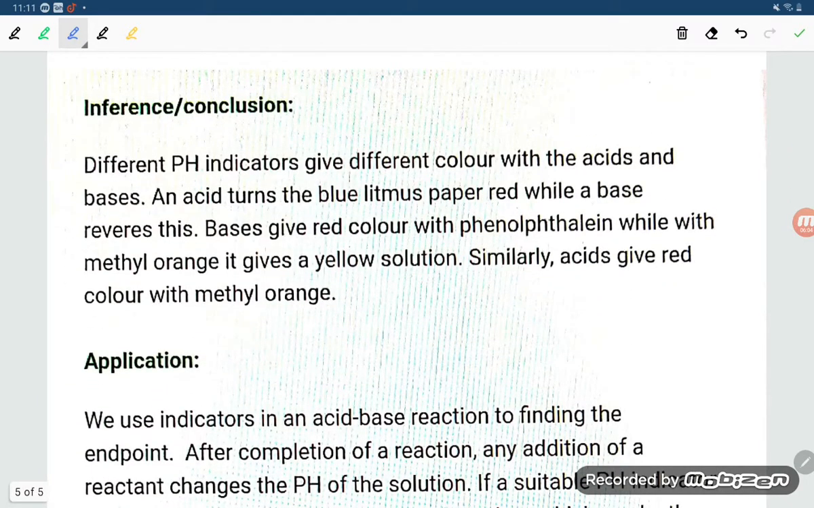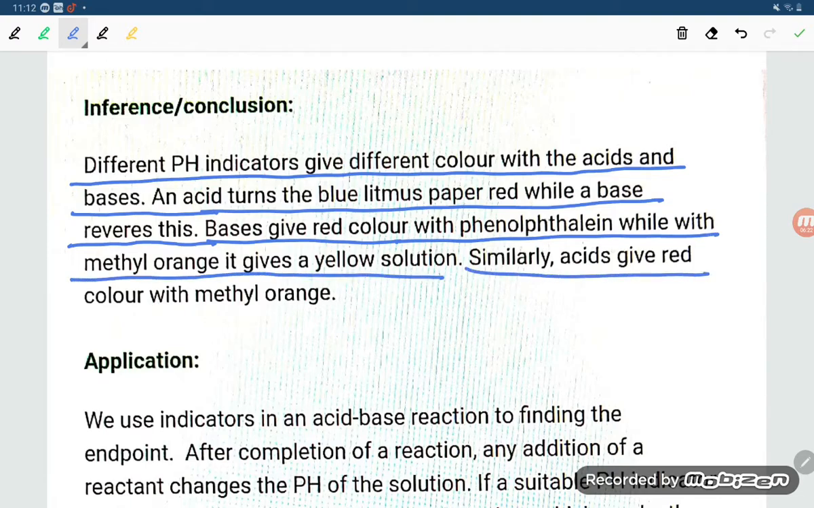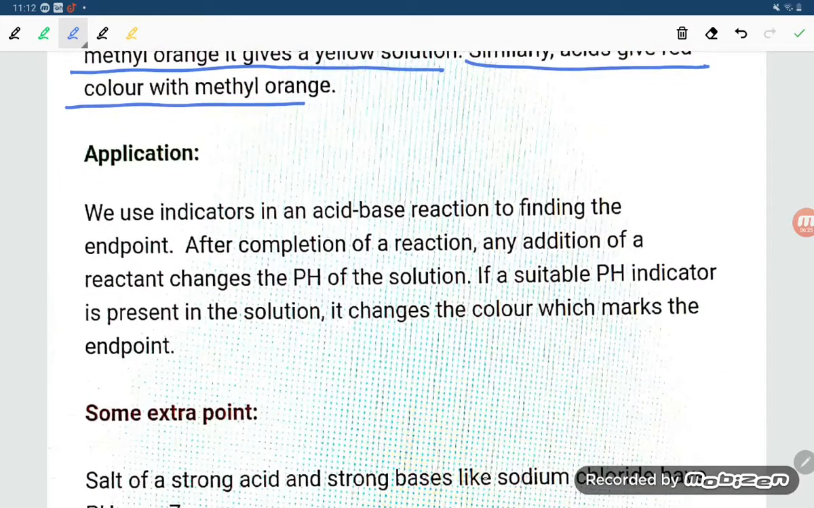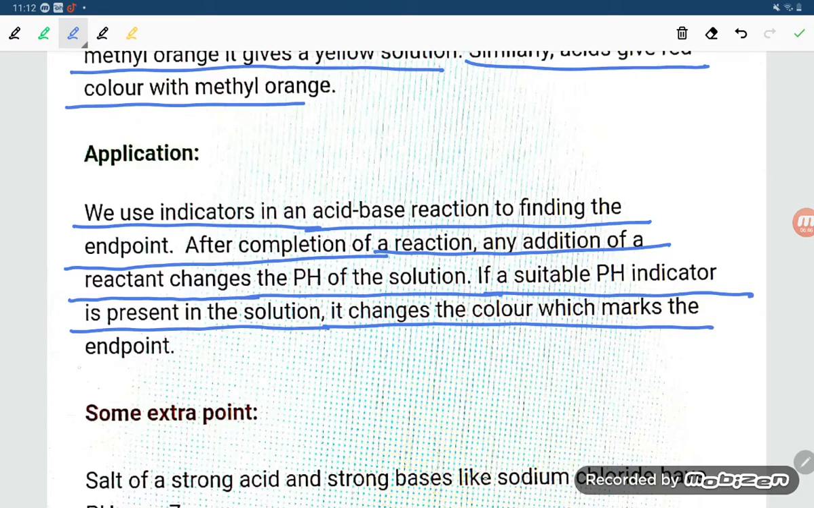What is the inference or conclusion, students? Different pH indicators give different colors with acids and bases. Acids turn blue litmus paper red, while bases reverse this. Bases give pink color with phenolphthalein, and with methyl orange they give a yellow solution. Similarly, acids give red color with methyl orange. As for the application, we use indicators in acid-base reactions to find the end point after completion of the reaction. Addition of the reactant changes the pH of the solution. If a suitable pH indicator is present, it changes color, which marks the end point.